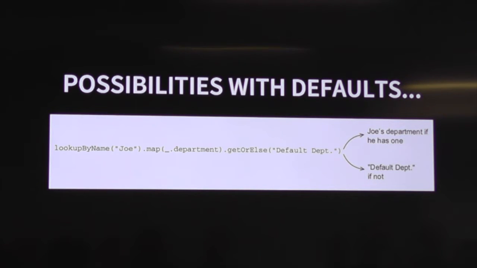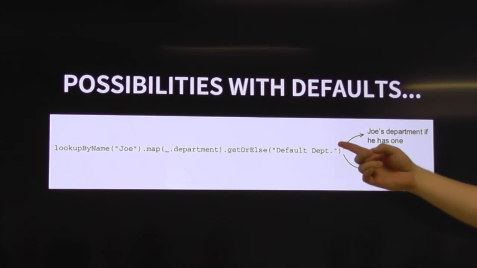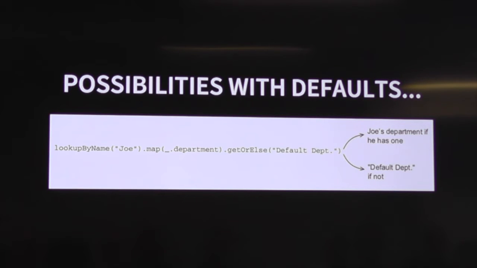We need a department. In this case, we can call our getOrElse function, which takes an A, and if we've got some value, it actually gets the A out of the Some. If we have nothing, we get our orElse value. So if we have a department, we get it. If not, we just get default. Easy, saves time.